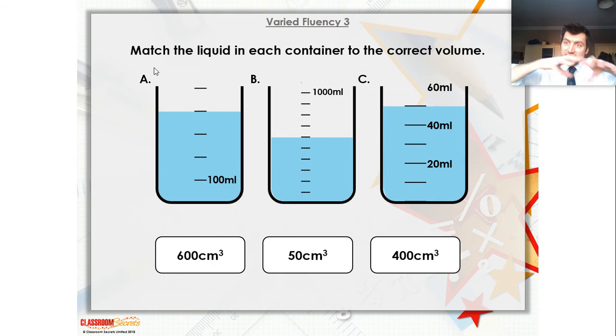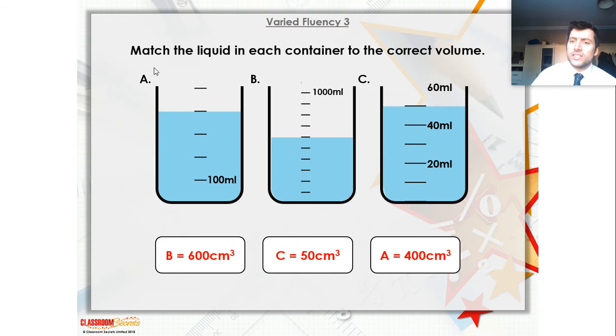As I say, the capacity, so how much space is taken up within a 3D shape, is the volume. So here, our volume is measured in centimeters cubed, as a liquid. Okay, so which one is 600 centimeters cubed, which one is 50 centimeters cubed, and which one is 400 centimeters cubed? So here we've got to convert from milliliters to centimeters cubed.